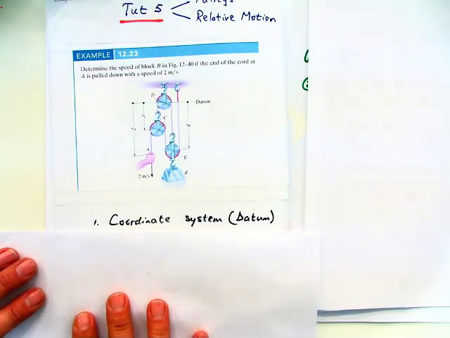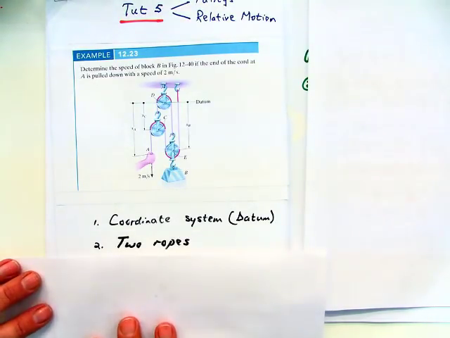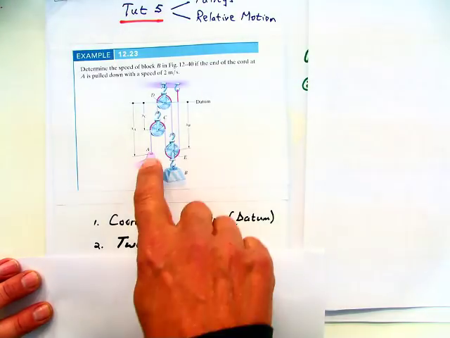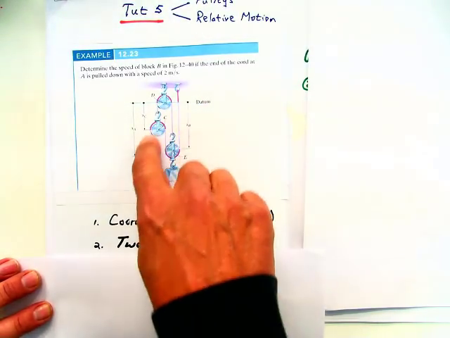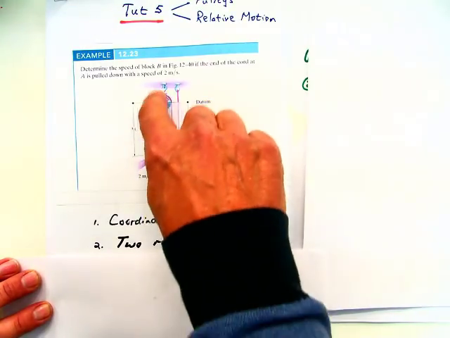So first of all, your datum line. Then in this case, you have 2 ropes. So if you have 2 ropes, you need 2 equations. If you have 3 ropes, you need 3 equations. 1 rope, you need 1 equation. In this case, you have this rope here on the outside, and then that one there on the inside.